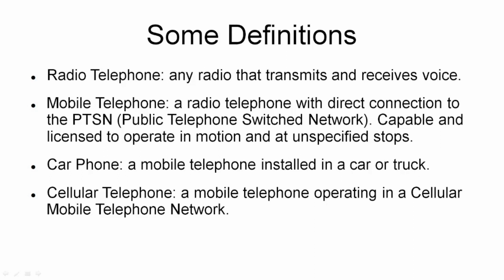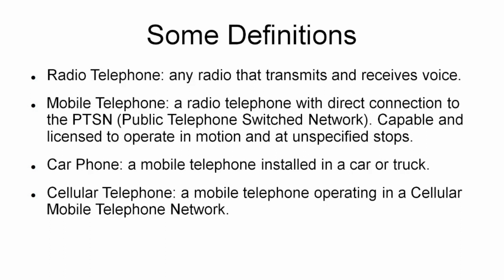Well, let's do some definitions first. Sometimes it gets a little confusing, especially radio telephone. Radio telephone doesn't necessarily have anything to do with your landline telephone. It's just that when the first voice radios became available, it was like a telephone. So a radio telephone is really just any radio that transmits and receives voice. But a mobile telephone is a radio telephone that has a direct connection to the public telephone switch network, and is capable and licensed to operate in motion and at unspecified stops.